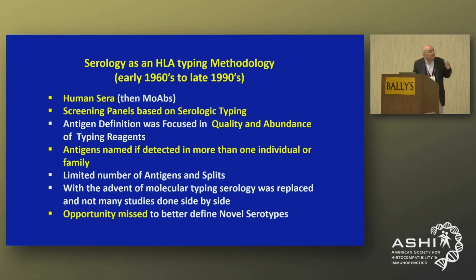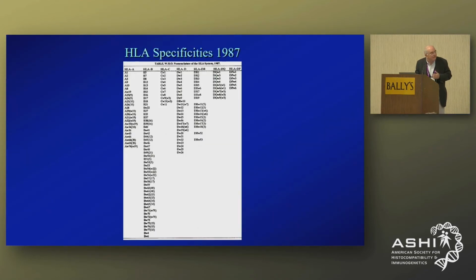The studies included human sera at the time, then monoclonal antibodies, and the definition of many of the serologic specificities was based on the quality of the reagents and abundance of the reagents. Many splits were defined but never named because there were not enough reagents. And so that is a gap that we have today.